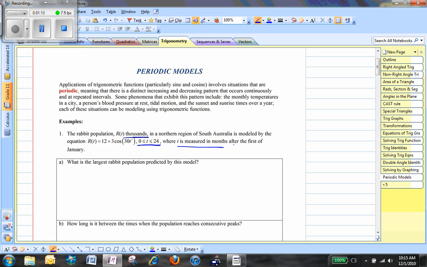So first it says, what is the largest population predicted by this model? Well, if I look at my principal axis, y is equal to 12. My amplitude is 3. Therefore, the largest possible population that I can get, or the maximum, is 12 plus 3, which is 15. Because the population is in thousands, it is 15,000 rabbits is the largest population.